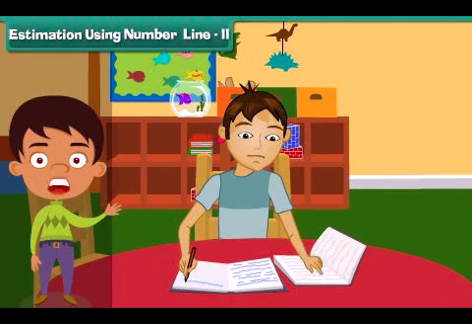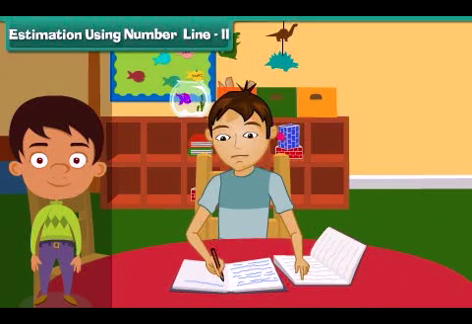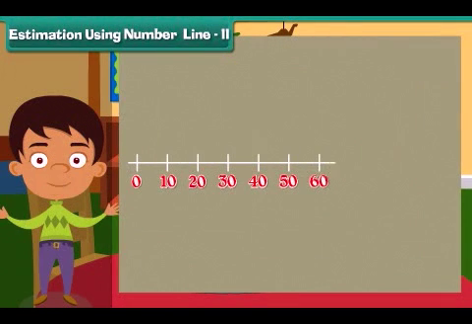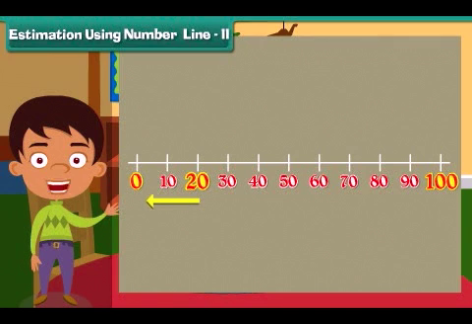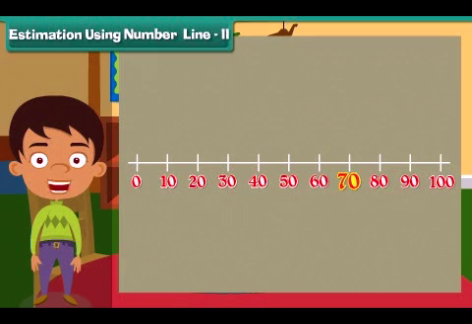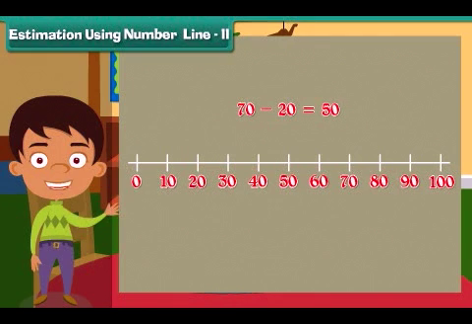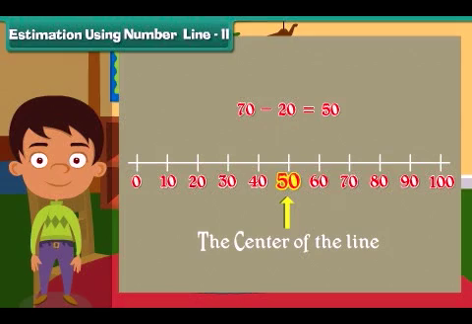Estimation using number line 2. Let us now consider a bigger number line from 0 to 100. Can you guess the position of number 20 on this line? Will it be near 0 or towards 100? Yes, it will be near 0. What about number 70? Yes, number 70 will be near 100. Subtracting 20 from 70, we get 50. And the position of 50 will be the center of the line.